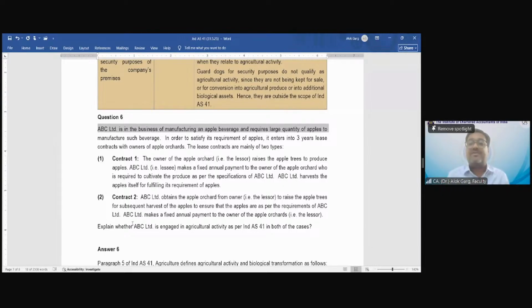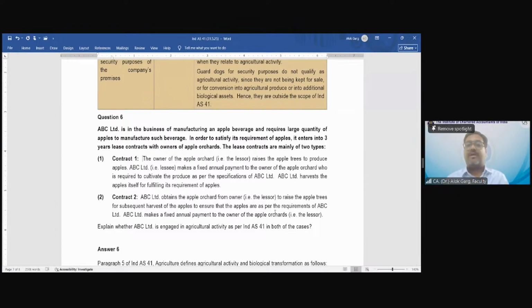ABC Limited is in the business of manufacturing an apple beverage and requires a large quantity of apples to manufacture such beverages. In order to satisfy its requirement of apples, it enters into 3-year lease contracts with the owner of an apple orchard. The lease contracts are mainly of 2 types. Contract number 1, the owner of the apple orchard, which is the lessor, raises the apple trees to produce apples. ABC, who is the lessee, makes a fixed annual payment to the owner of the apple orchard, who is required to cultivate the produce as per the specification of ABC Limited. ABC Limited harvests the apples itself for fulfilling its requirement of apples, right? That is contract number 1.